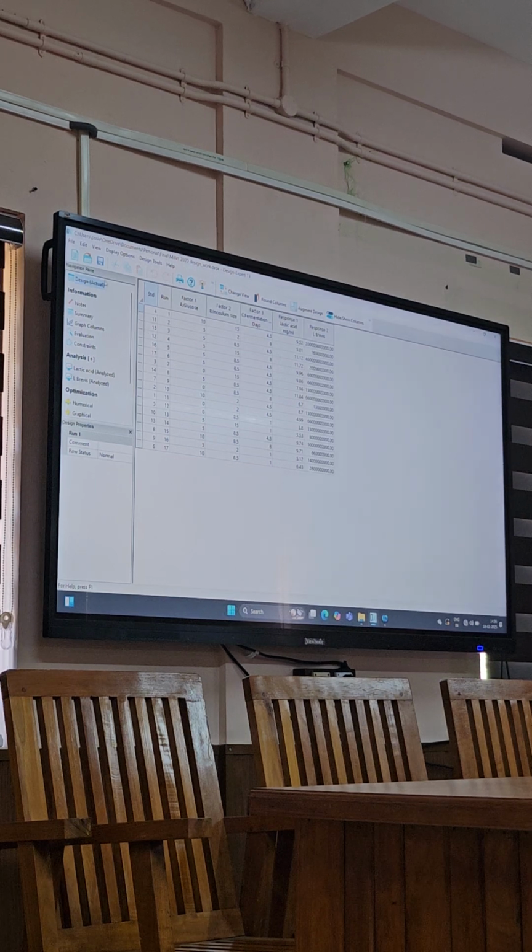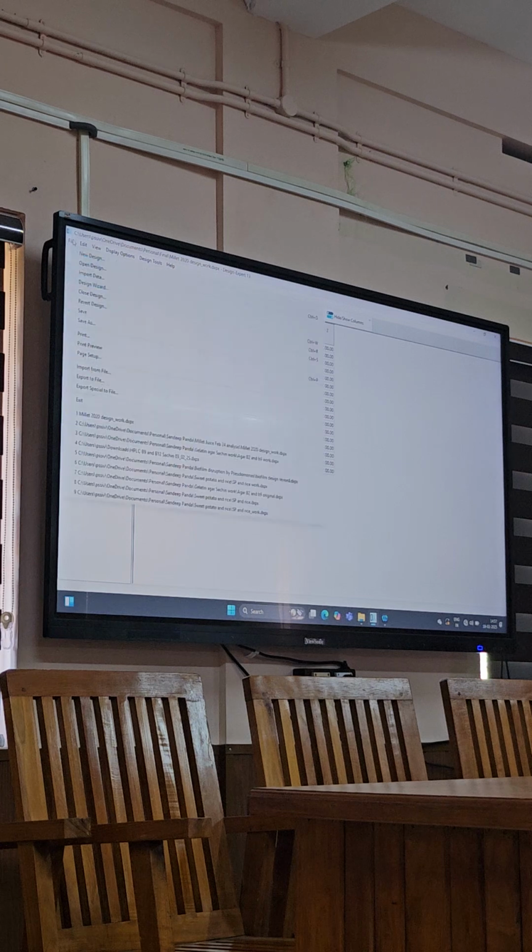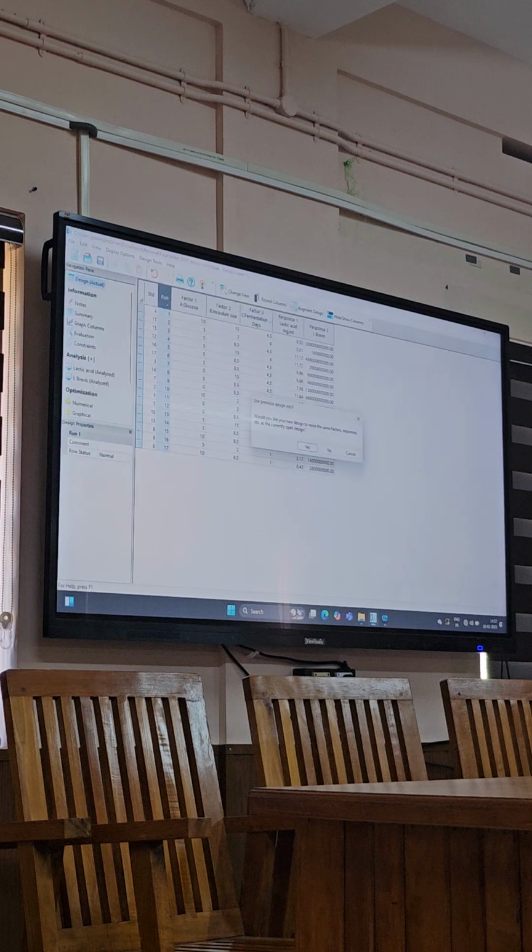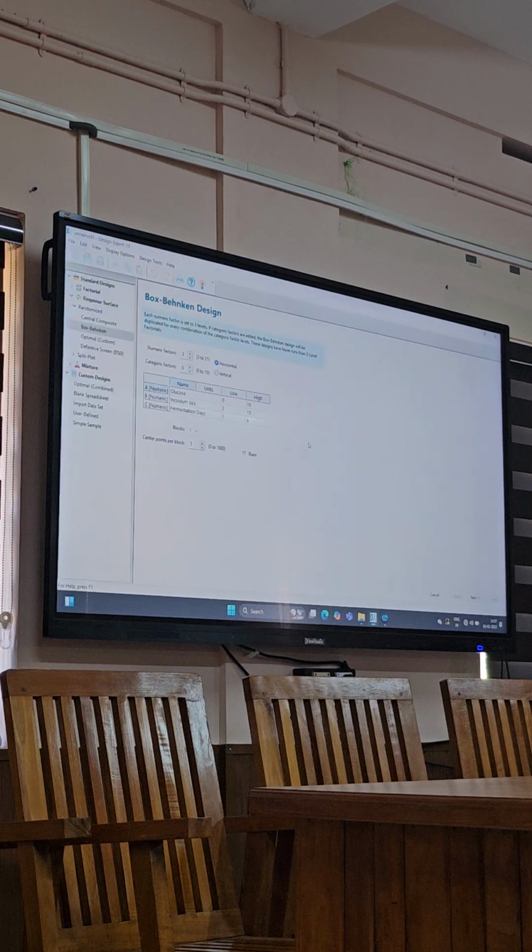So I will show you the, okay, you have to look at the runs. You can see 1 to 17. So I will tell you first how to generate the runs. So you can go for new design.